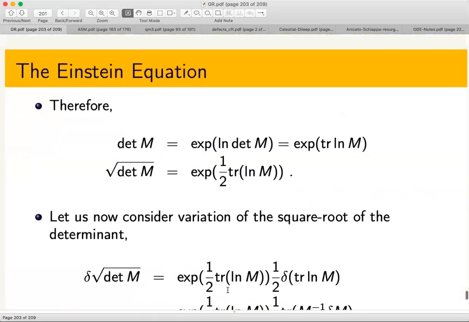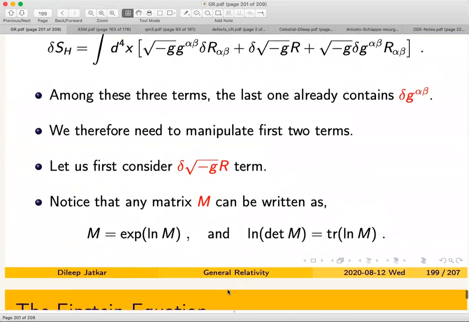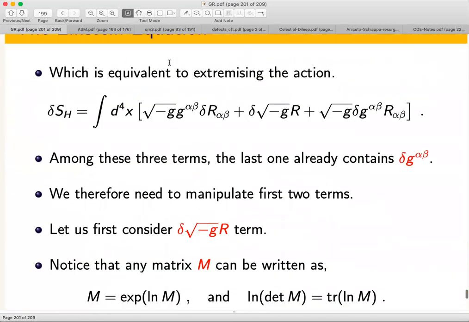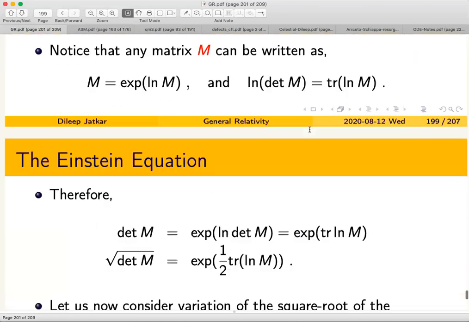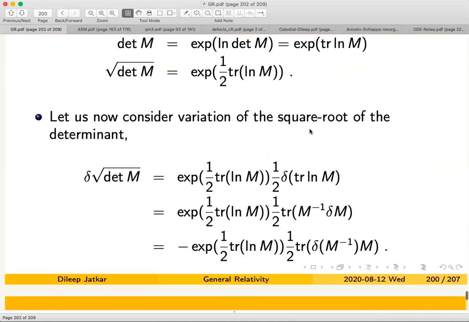So this is equivalent to saying that I am setting the term delta R alpha beta equal to 0, because I am doing a variation of G alpha beta, and I claim that R alpha beta is an independent variable, so it doesn't vary. So I only need to look at only these two variations. Okay. So suppose you do that.